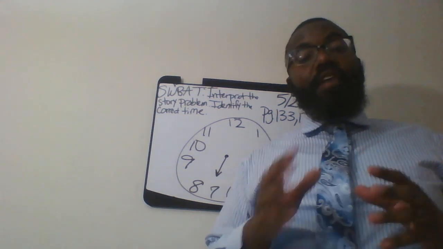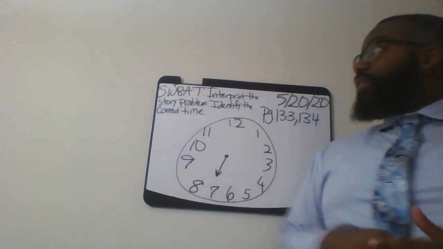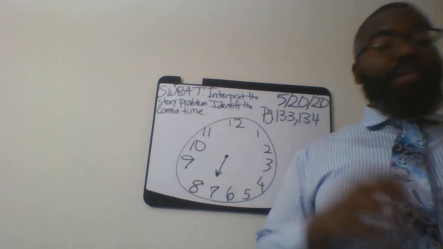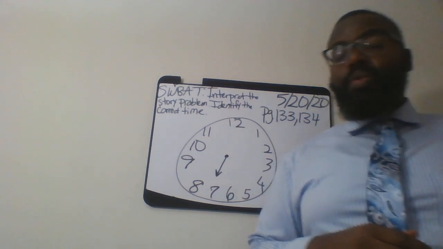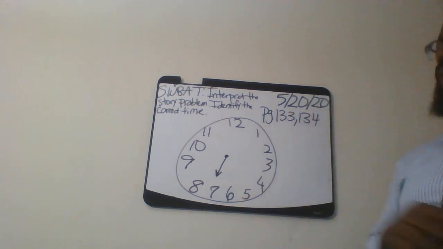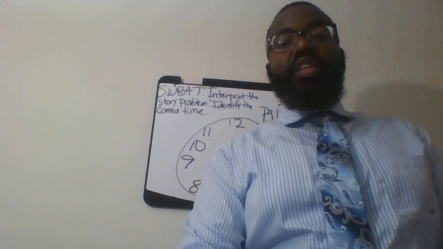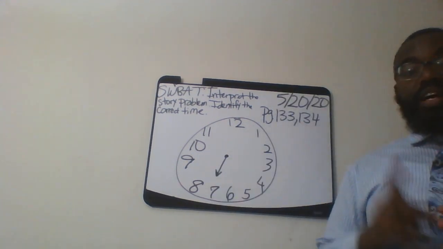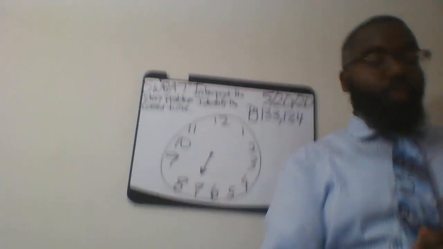For today's math lesson, you're going to be able to interpret the story problem, give the correct time, and then identify the correct amount of coins. So group one, keep turning your math books to page 133. Now, as you turn to page 133, let's take a look at number one.